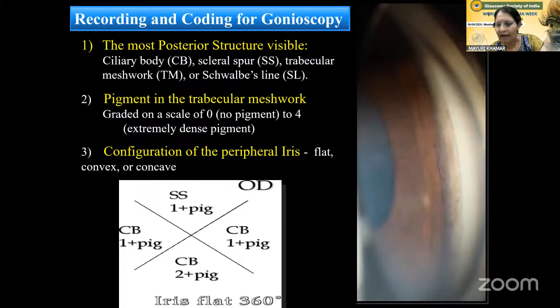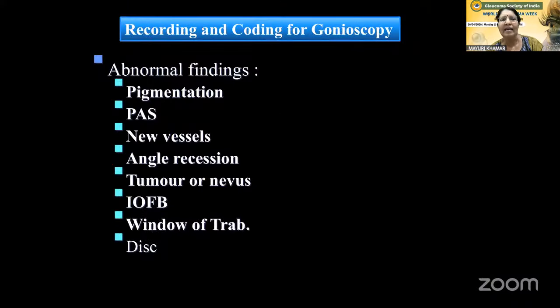After doing this, you have to put down the records of the gonioscopy. So first, in 4 quadrants, put down the most posterior structure visible. Here it is the scleral spur, so write that down, or the ciliary body. Then note the pigment in the meshwork according to the grading, and the configuration of the peripheral iris in each quadrant, whether it is flat, convex, or concave. And then you have to find out if there are any abnormal findings in the anterior chamber angle and where they are.